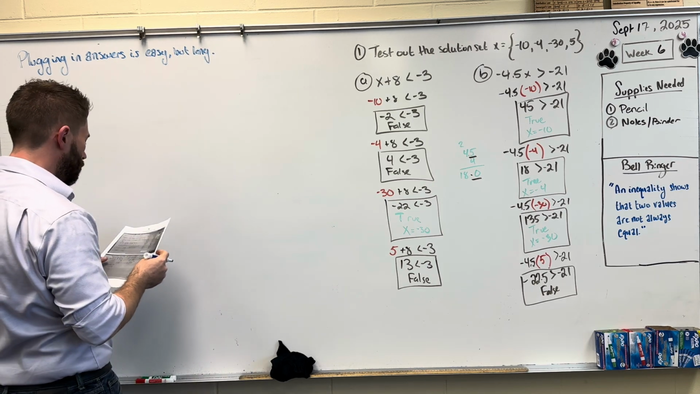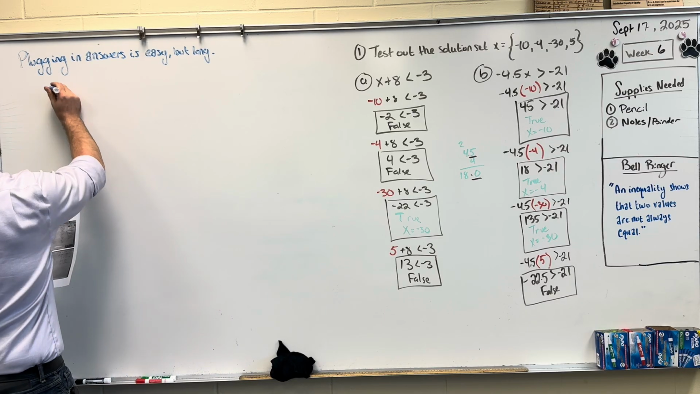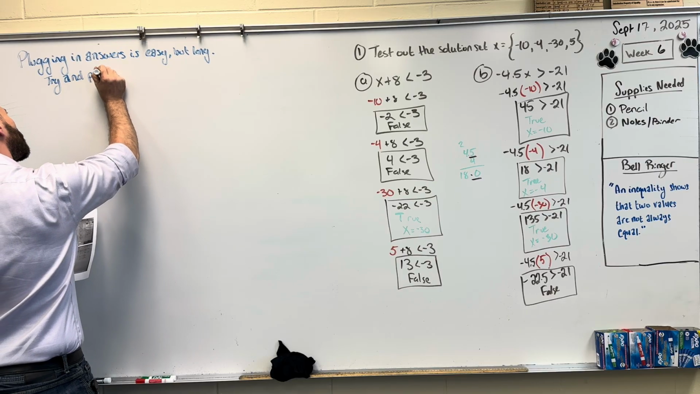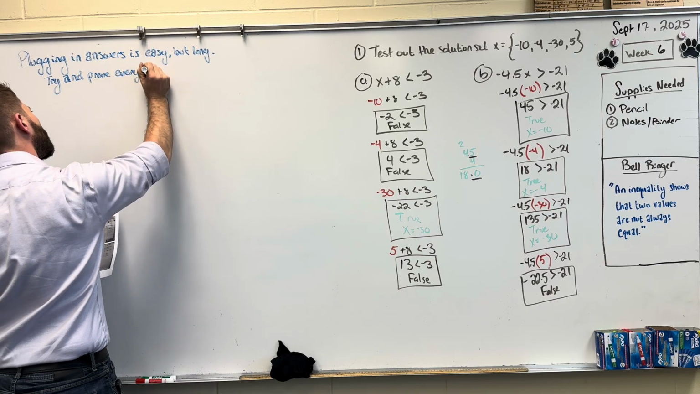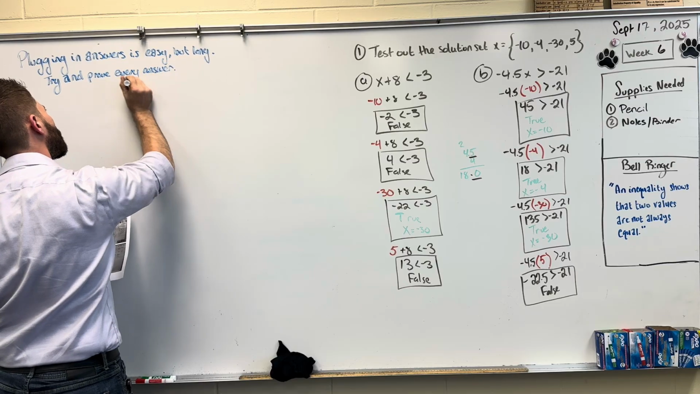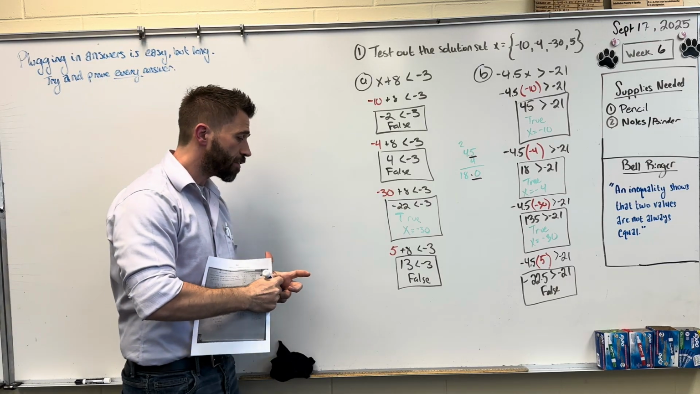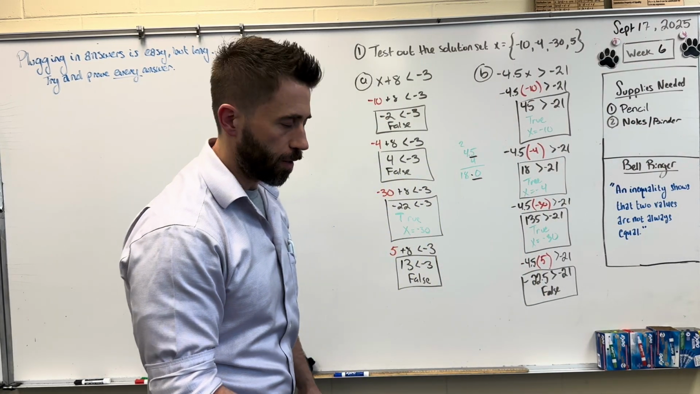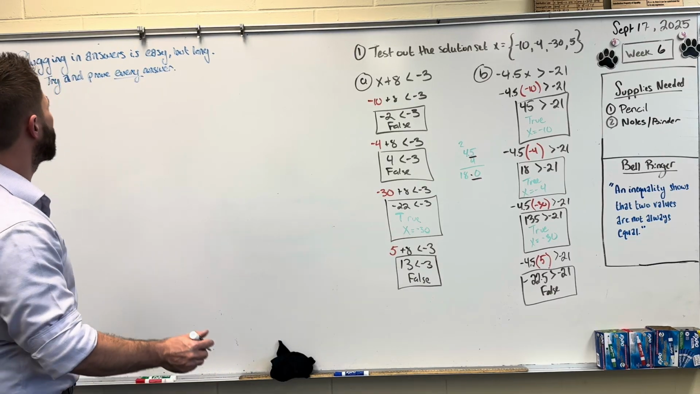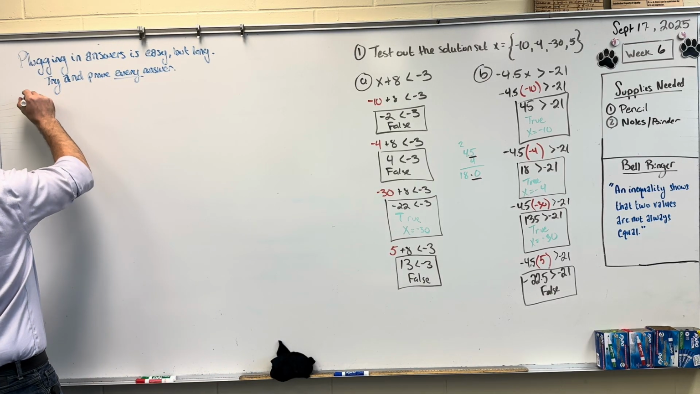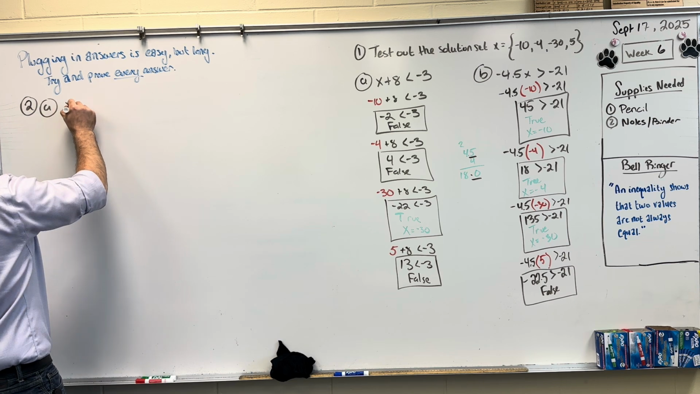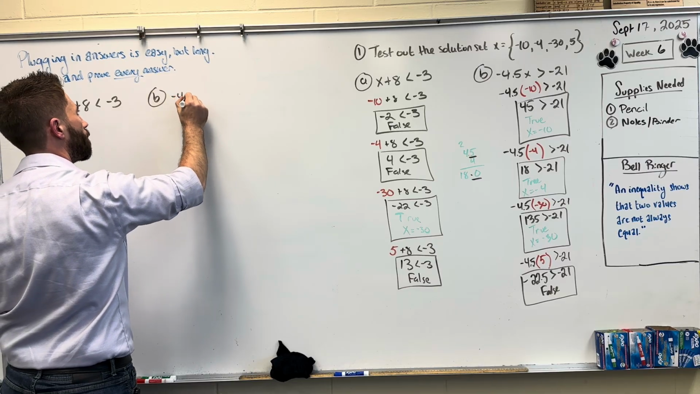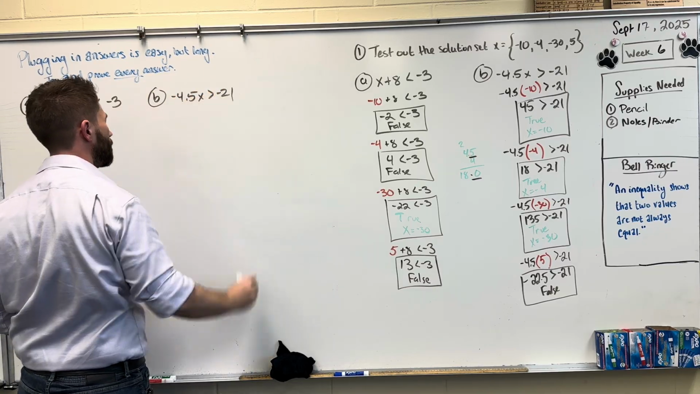Okay, so we want to try and prove every answer immediately. So let's take those same 2 inequalities and see if we can't reduce our workload a little bit more. For 2a, I have x plus 8 is less than negative 3. And for b, I have negative 4.5x is greater than negative 21.